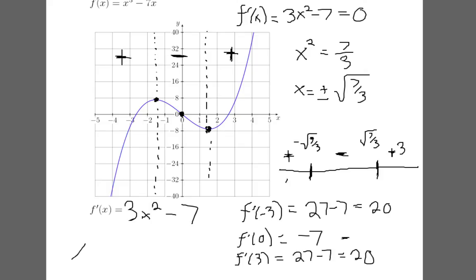Obviously, anytime something is increasing and then goes to decreasing, that's going to give you a max. And anytime it's decreasing and then goes to increasing, that's going to give you a minimum.